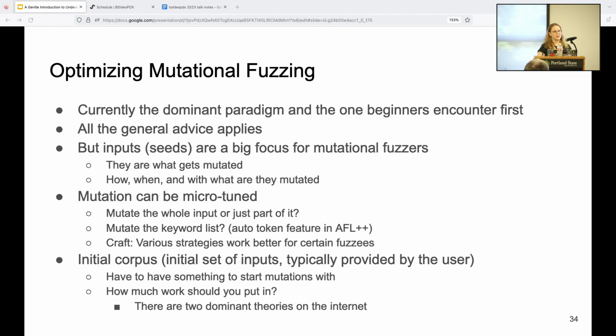Now, the biggest area of contention within mutational fuzzing, at least in the AFL world, is what to do about the initial corpus. Because that algorithm starts with what happened in the prior iteration, what did well, let me go mutate it. So what happens when you start and there's nothing in there? You need something, right? And that's usually provided by the user. And there are two schools of thought about how much effort you should put into that.